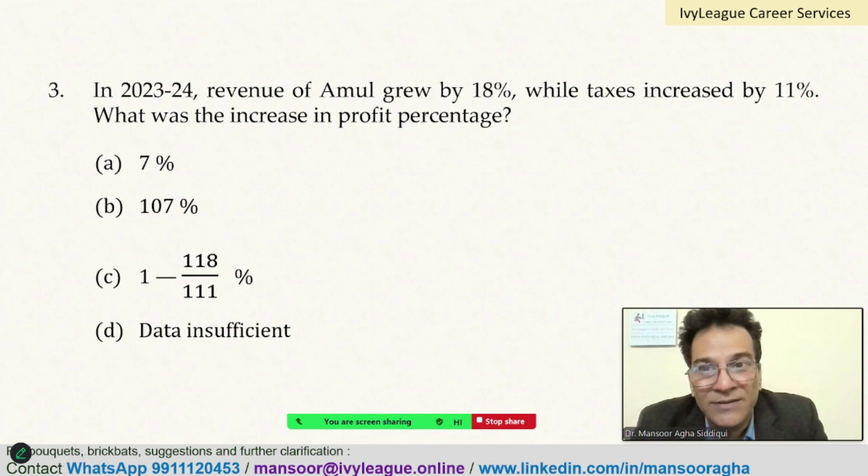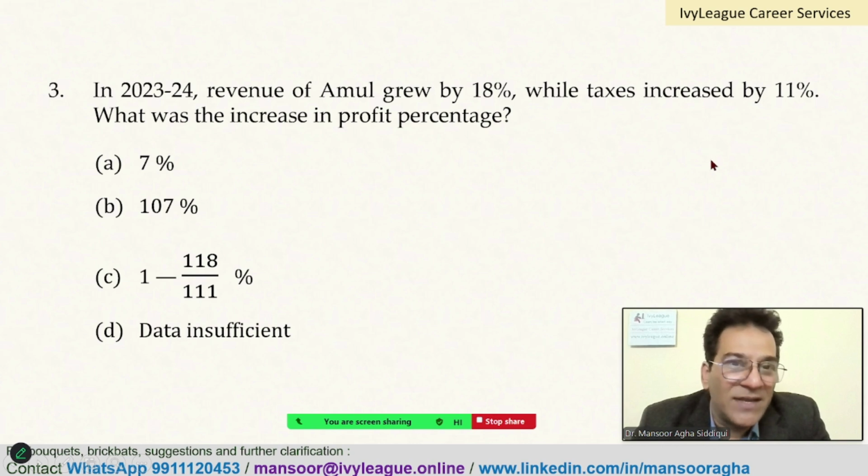Could you explain the rationale why we need to know total expenditure? Because profit is equal to revenue minus taxes minus expenditure. Okay, so we are including all expenses in expenditure only. Yeah. Okay, got it.